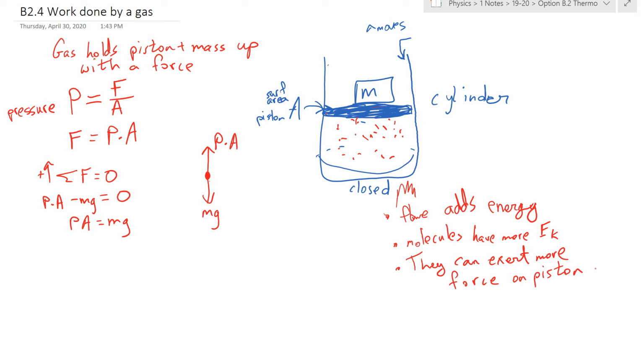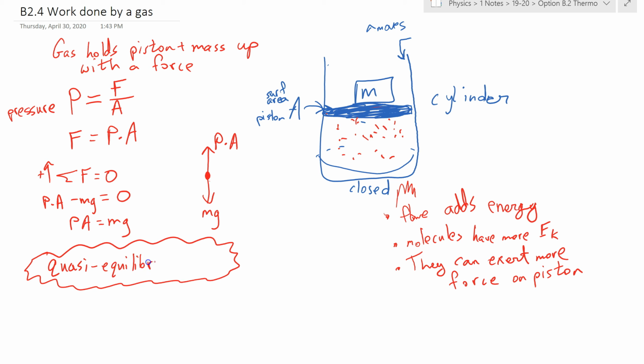Okay, so here's the wavy hands part of this proof. We're going to say that it moves up in a state that's called quasi-equilibrium. It's kind of fake. The piston moves very slowly, so that if you looked at it at any moment in time, you couldn't even tell it was moving. It's basically still in equilibrium. That basically is air quotes.